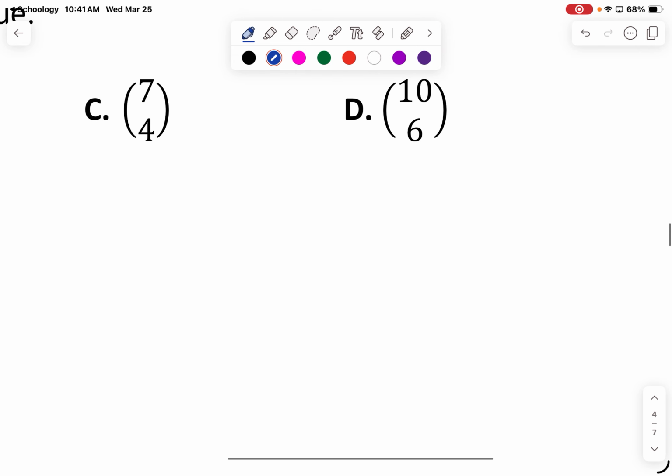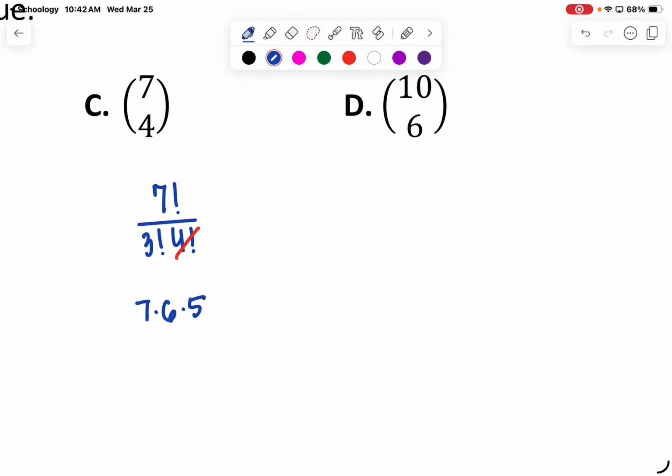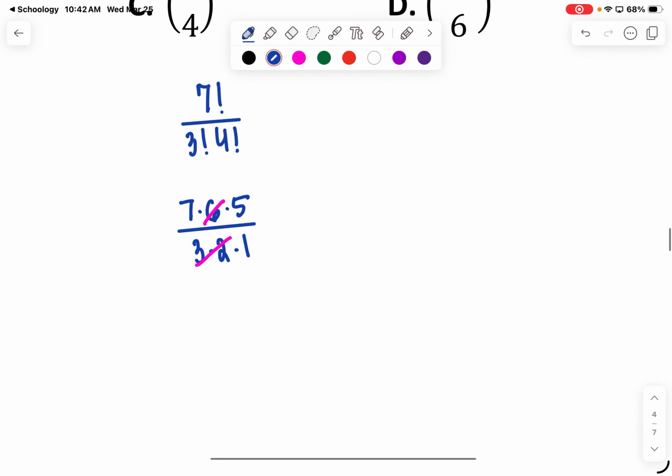7 choose 4 is 7 factorial over 3 factorial times 4 factorial. If I get rid of the 4 factorial, I'd be left with 7 times 6 times 5 from that, right? And then I still have my 3 factorial left, which is 3 times 2 times 1, because I get rid of the 4 factorial. This is a 6, so I can get rid of this 6, and it's 35.